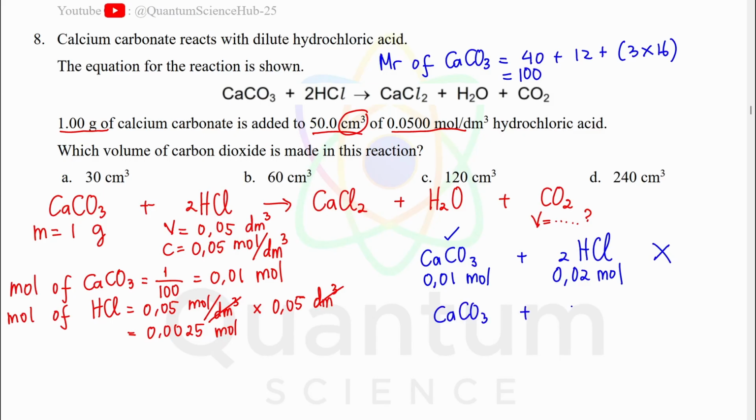Now let's try using HCl as the limiting reactant. So I'm using HCl. And what is the mole of HCl?